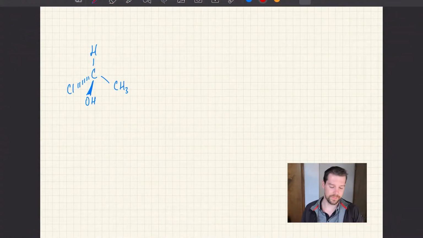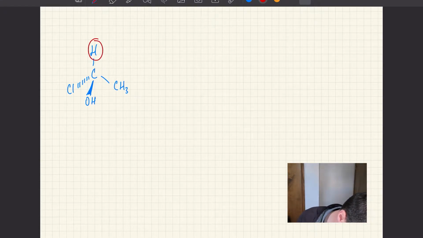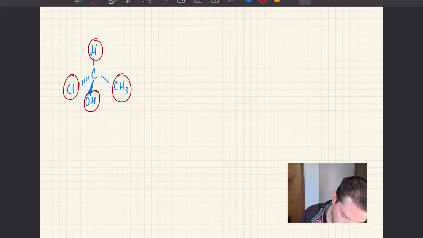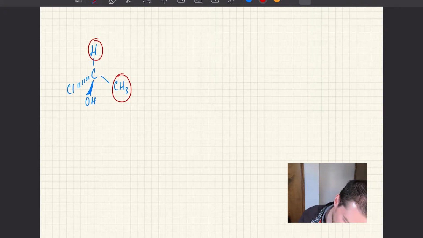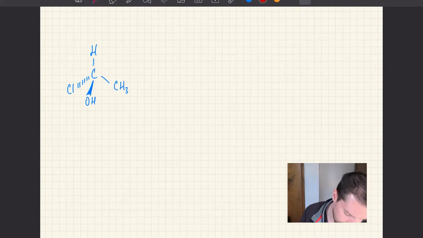Okay, for this first one here, this is pretty much your quintessential chiral carbon. You have a lone carbon and it has 4 unique substituents. So we have a hydrogen, we have a methyl group, we have an alcohol group, we have a chlorine. 4 unique substituents on this thing. So we know already that carbon is chiral. By definition, a chiral carbon has 4 unique substituents. You might also hear it called an asymmetric carbon. So the chiral carbon, asymmetric carbon, that's the same thing.